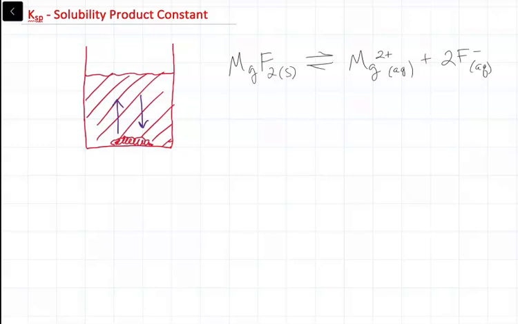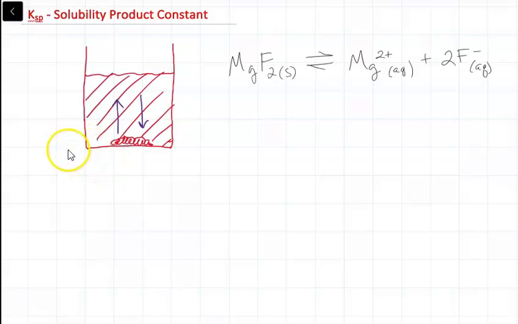Some of the crystal is dissolving, but at the same rate. So you can see my up arrow, that's dissolving. At the exact same rate, the down arrow represents recrystallization of some ions. So it's reached equilibrium at the point where we say that the solution is saturated. Now we've got our reaction.